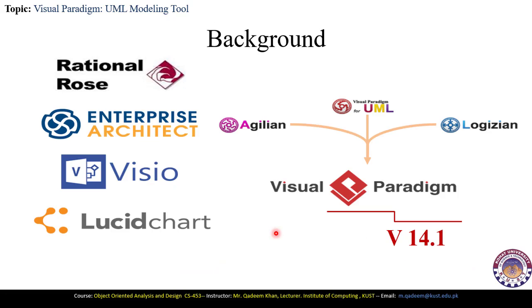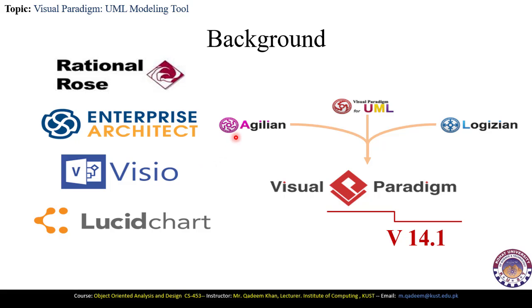Now there are certain tools we are already using. For example, Rational Rose, which is a very classical tool, is used for unified modeling language as well. Similarly, Enterprise Architect is another tool which is also used for unified modeling language. Microsoft Visio, which comes with the Microsoft suite, also creates UML. But Visio is not as intelligent as visual paradigm and others. Similarly, Lucidchart is another tool which is also very important and mostly used.